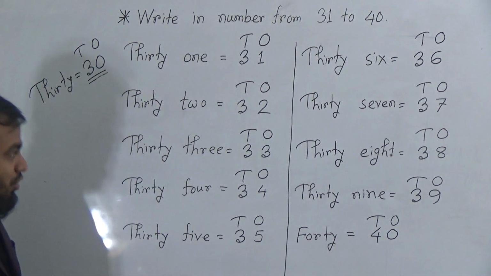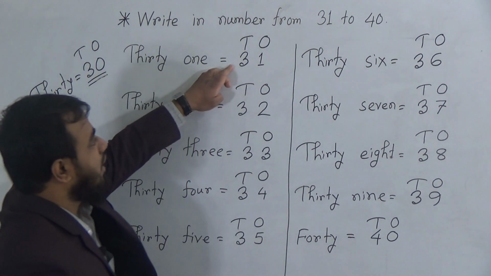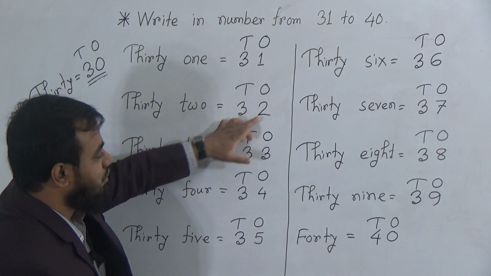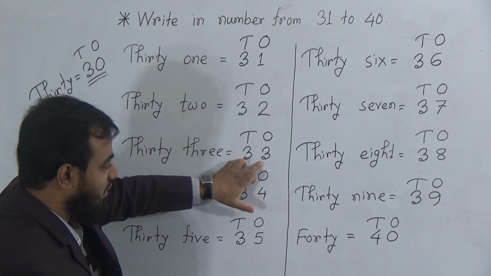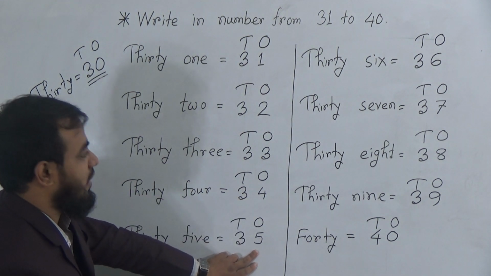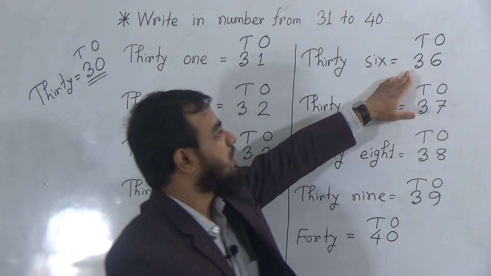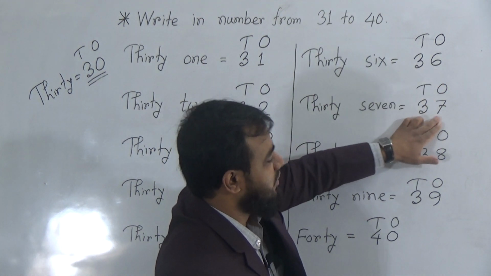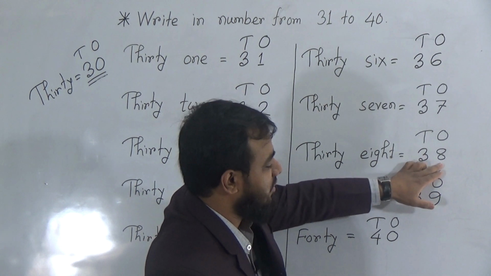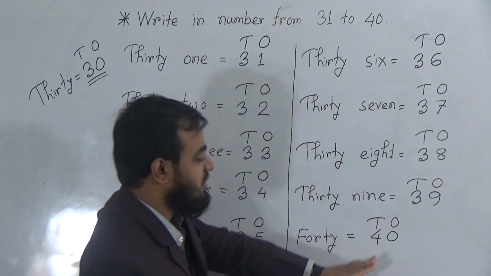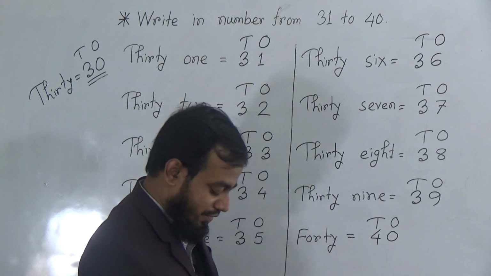Now I am calling the numbers again. 3 and 1 makes the number 31. 3 and 2 makes the number 32. 3 and 3 makes the number 33. 3 and 4 makes the number 34. 3 and 5 makes the number 35. 3 and 6 makes the number 36. 3 and 7 makes the number 37. 3 and 8 makes the number 38. 3 and 9 makes the number 39. And today's last number, 4 and 0 makes the number 40.